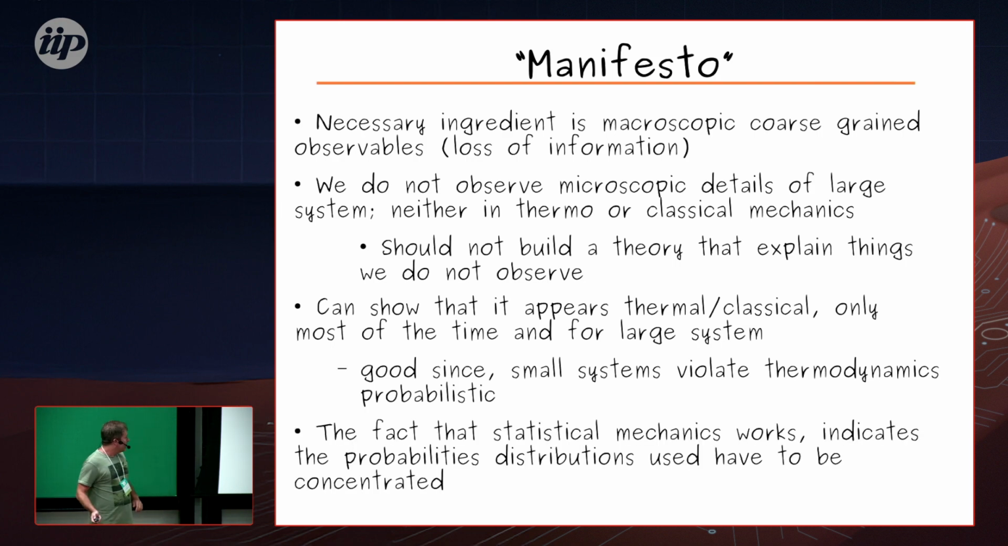And lastly, there's a fact also that we see in nature, that statistical mechanics uses probabilities. I'll tell you more about that. And how it works indicates that the probability distributions you should get in your theory should be very concentrated. So you don't expect to get something else.